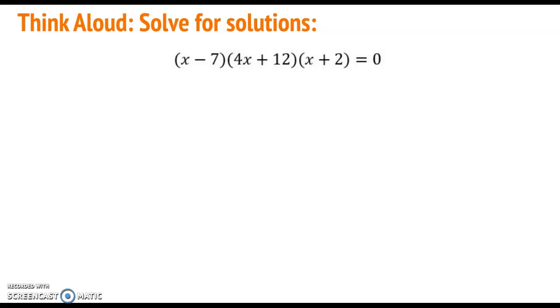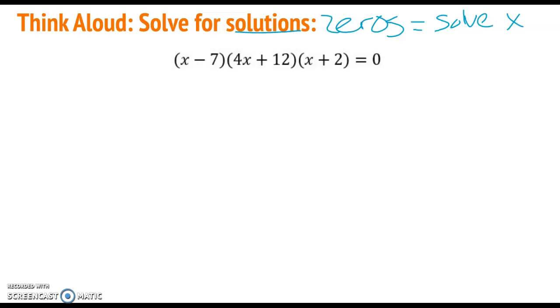All right, so on Module 6, Day 9 and 10, we talked about solving for solutions. Another way of solving for solutions is also solving for zeros. All that means is we're going to be solving for our x value. So let's take a look at this problem. So I have my set of parentheses. I have x minus 7, 4x plus 12, and then x plus 2.